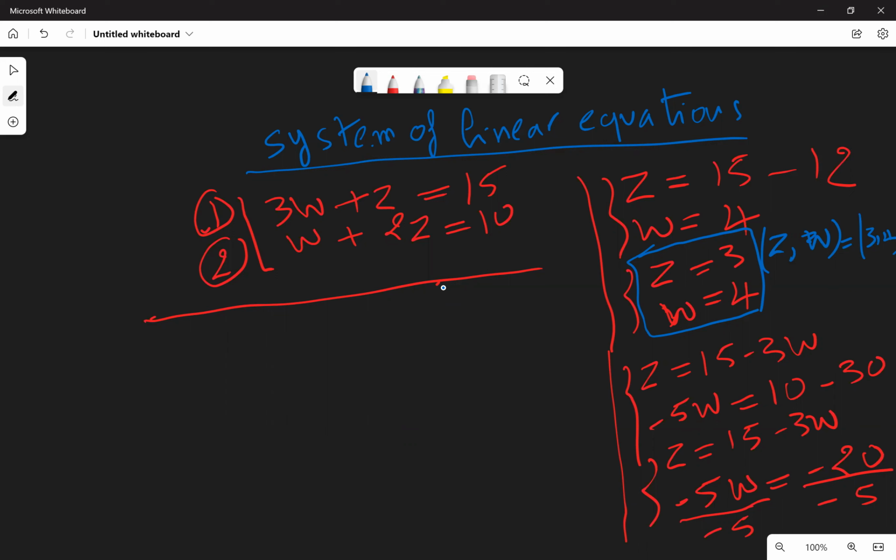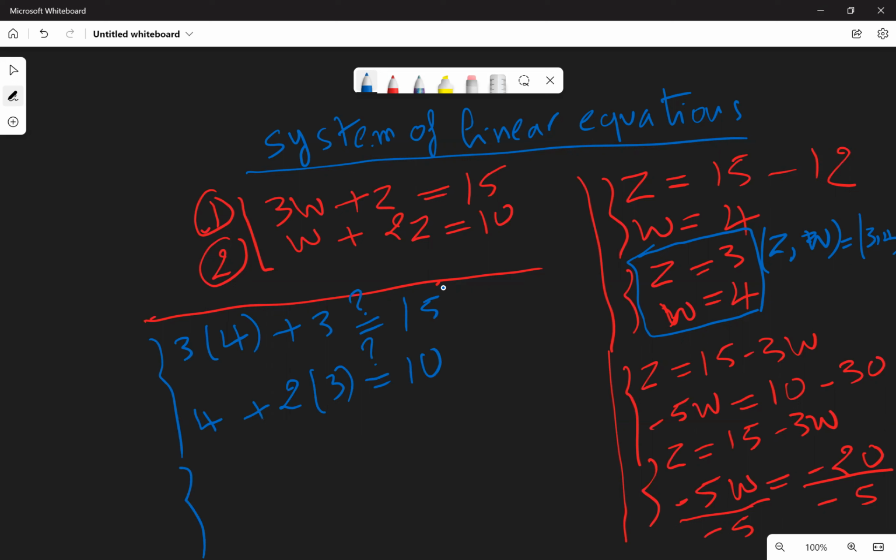Okay, so let's go back to the original system of linear equations. We get 3 times W, which is 4, so we multiply by 4, plus Z, which is 3, and we want to see if that equals 15. Then I'm going to do the same thing for the second equation. So I have W, which is 4, plus 2 times Z, which is 3, and I'm going to see if that equals 10.